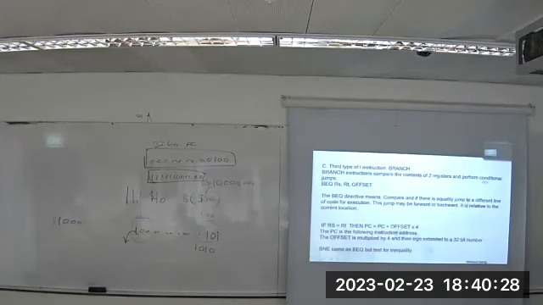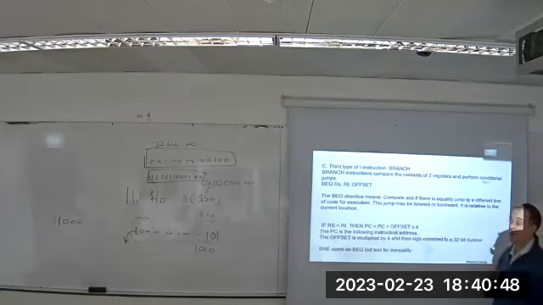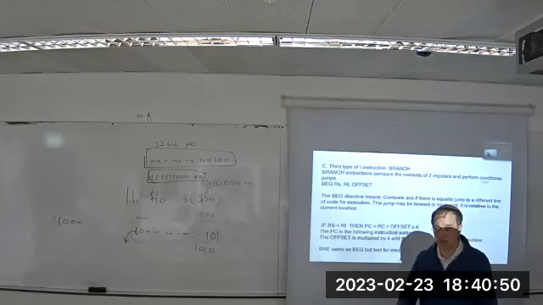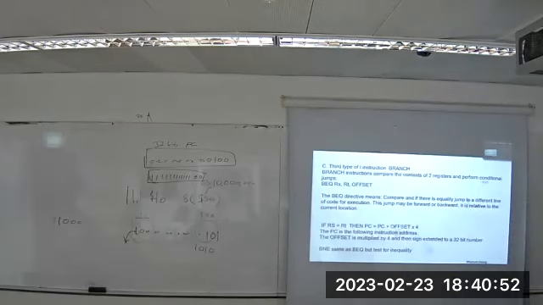The BEQ directive means compare, and if there is equality, jump to a different line of code for execution. The jump may be forward or backward. It is relative to the current location. That's a key point. It's relative. It's not like a regular jump, which says go to this absolute location. This is relative. In other words, it's saying jump forward or jump backward from where I am now. How do we know where we are?